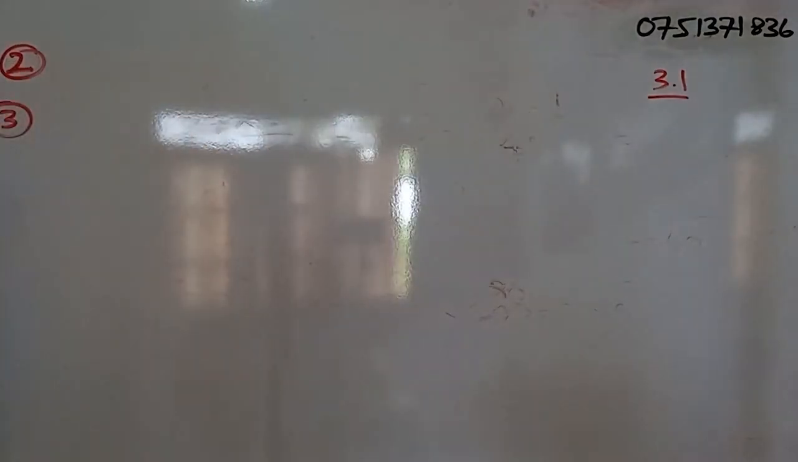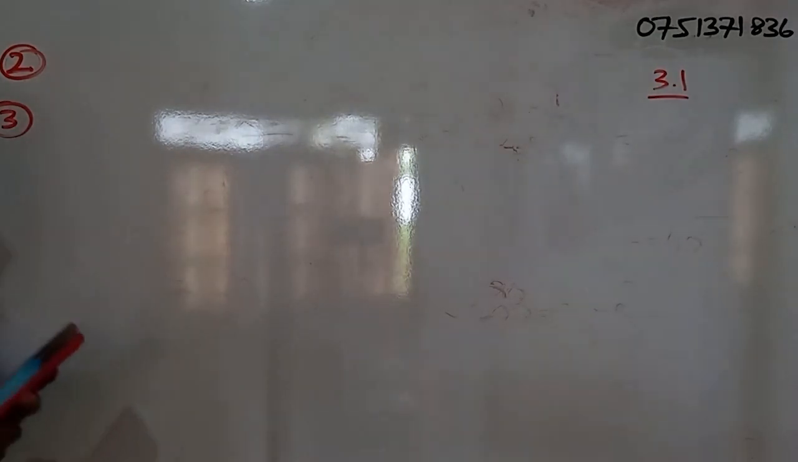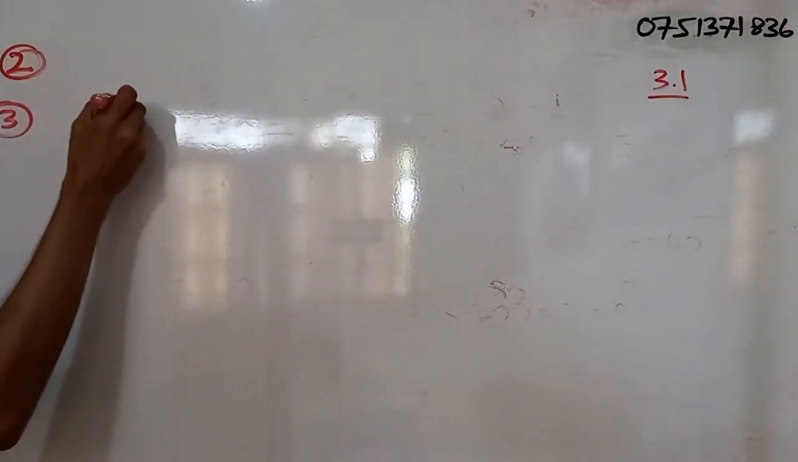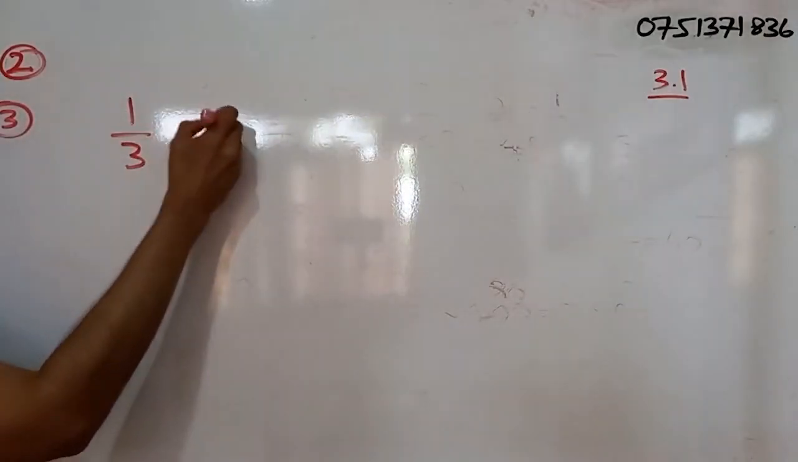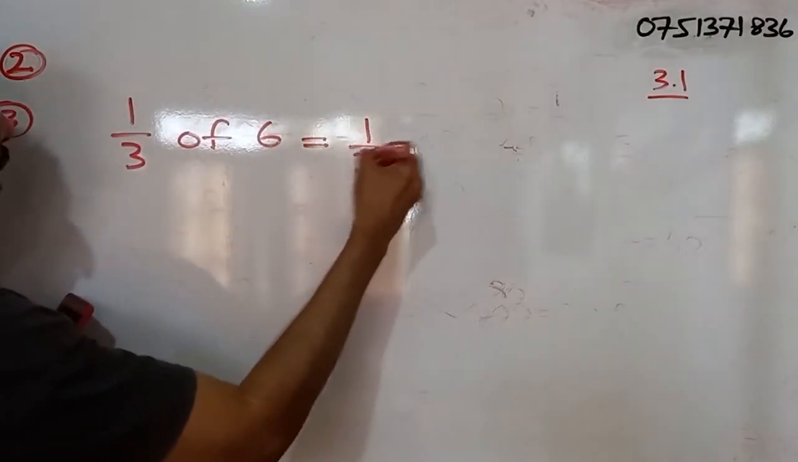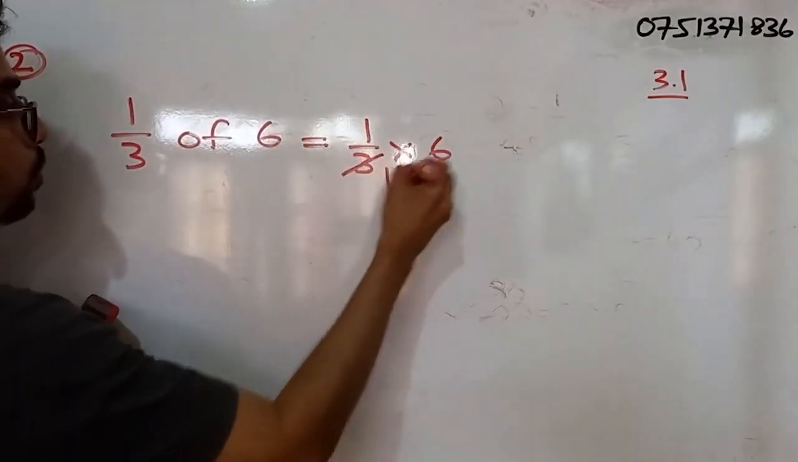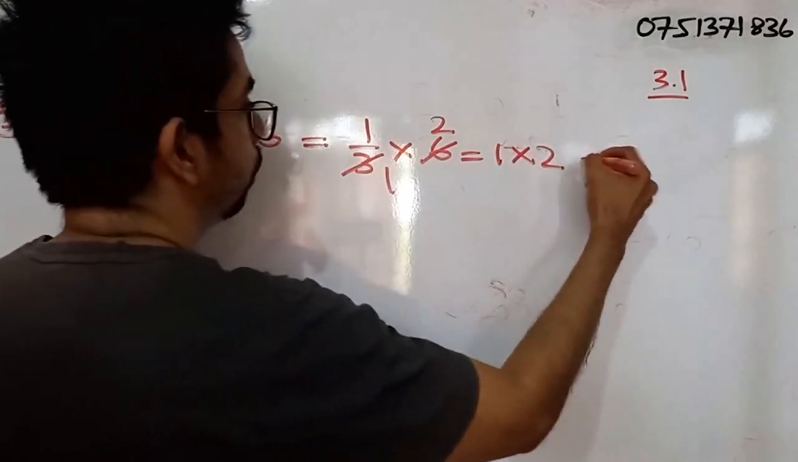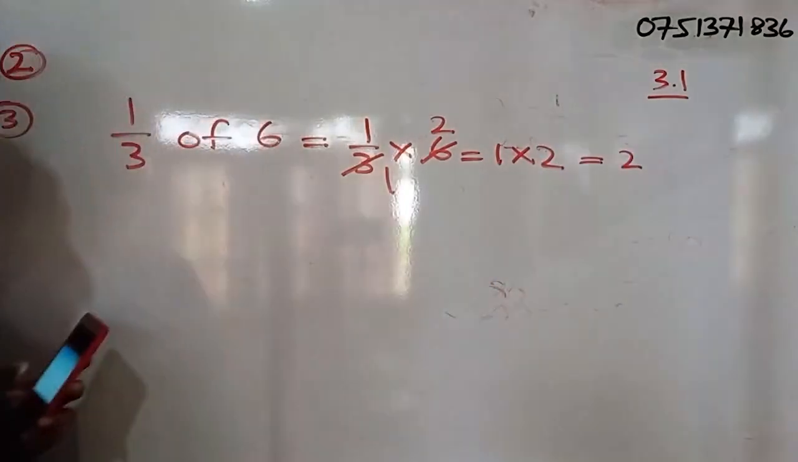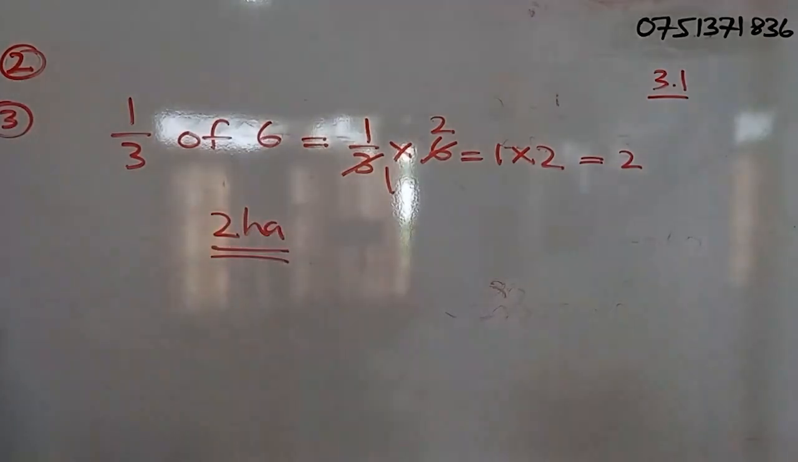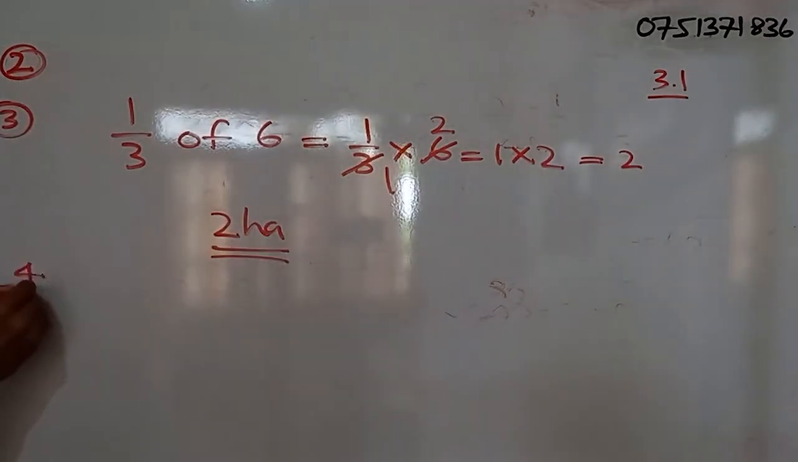Right. Next question. How many hectares is 1/3 of 6 hectares? So what do we have to do? 1 by 3 of 6, right? Then we can write 1 by 3 into 6. So 3 times 1 and 3 times 2. So 1 times 2, what is that? 2. So here the answer is 2 hectares. You have to mention the unit.